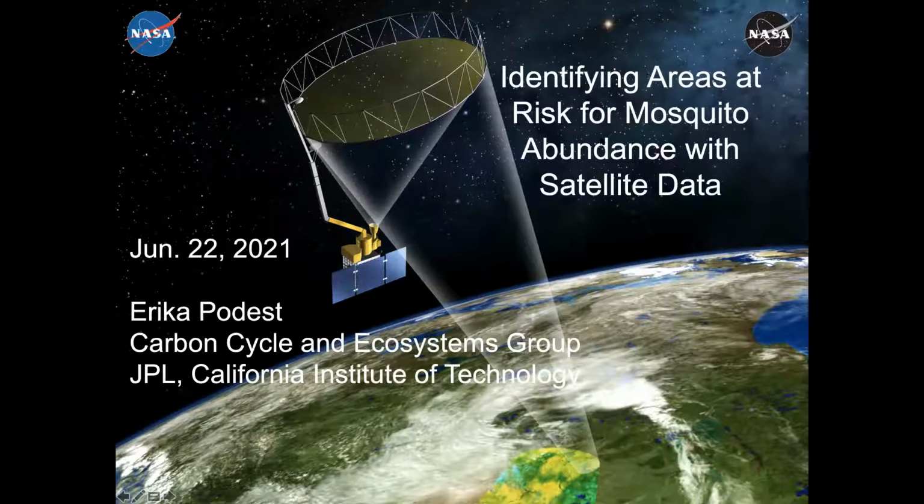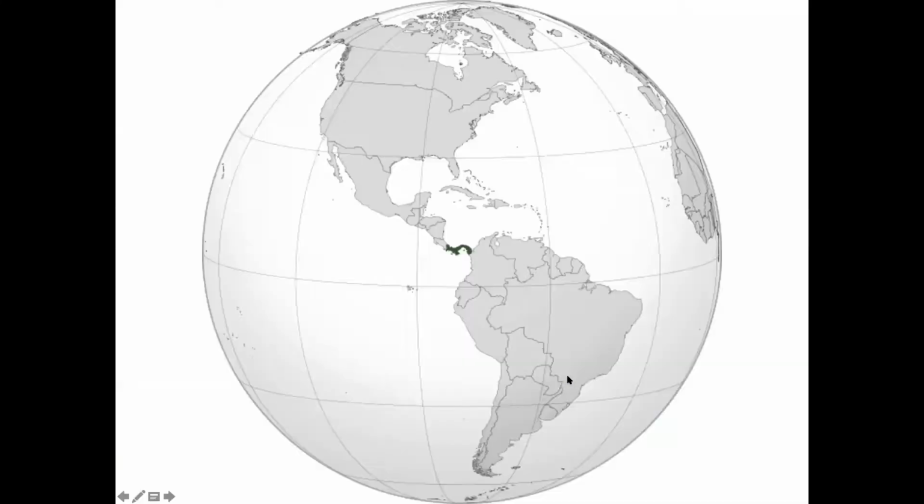I am going to talk about identifying areas at risk for mosquito abundance with satellite data. And as Rusty mentioned, I am a scientist at NASA's Jet Propulsion Laboratory, where I use satellite data to study our planet, specifically terrestrial ecosystems. And I use a type of sensor technology called microwave remote sensing. I'll talk a little bit about that.